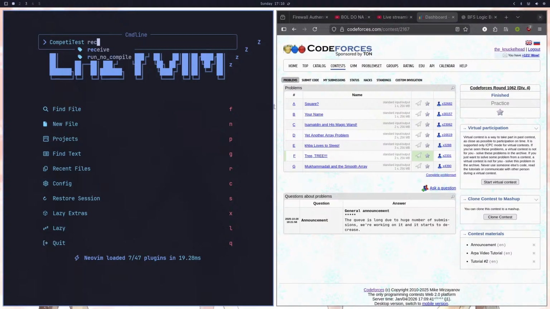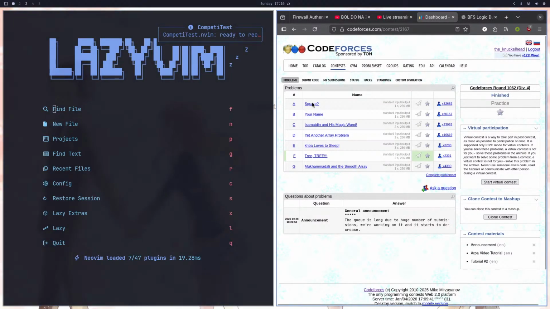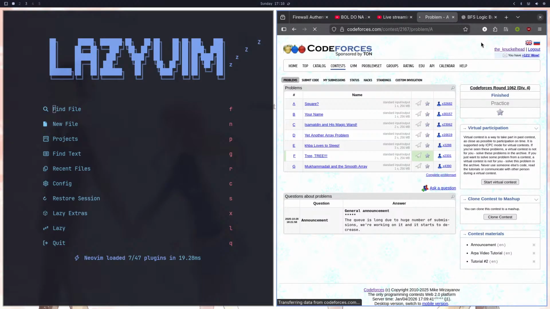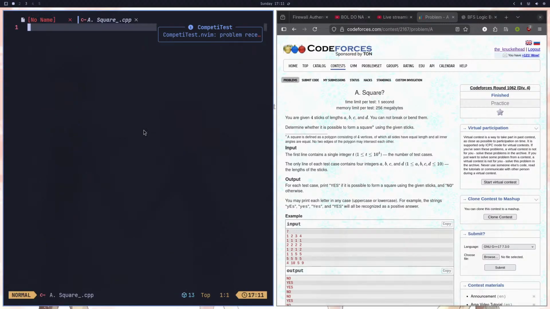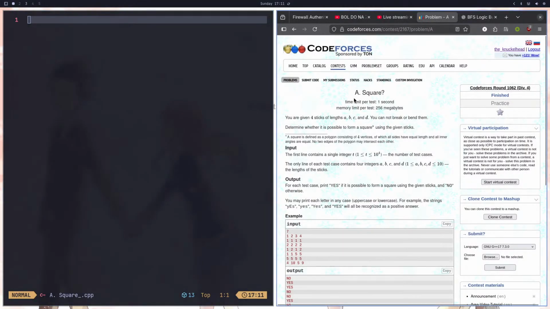Competitive test receive problem. So what is it? You are given 4 sticks of length A, B, C, D. You cannot break or bend them. Determine whether they can form a square.